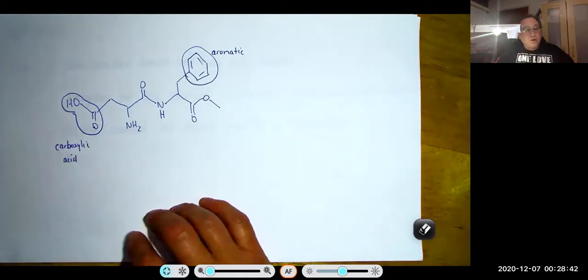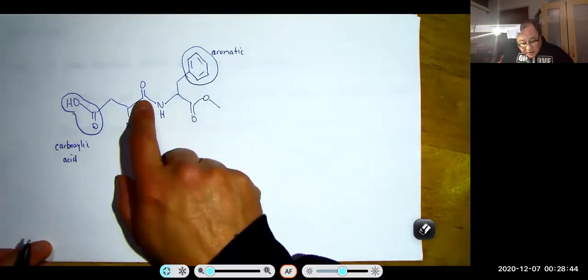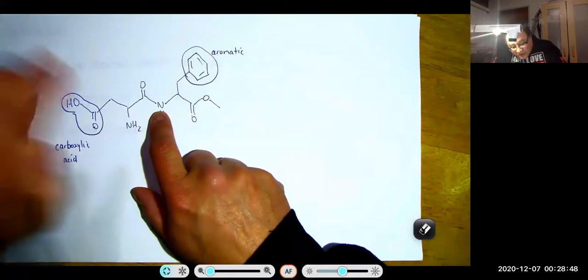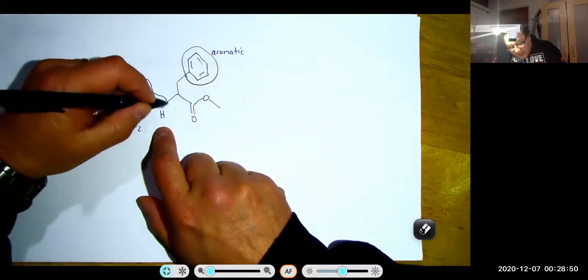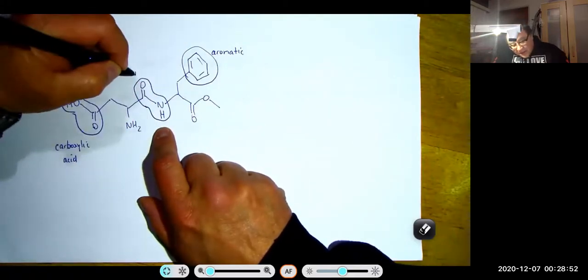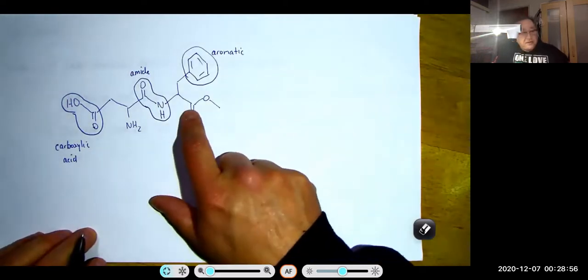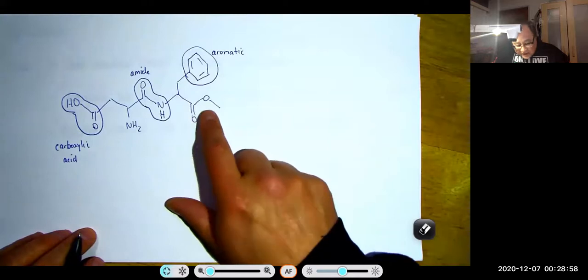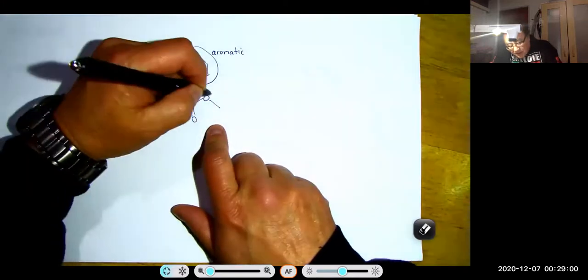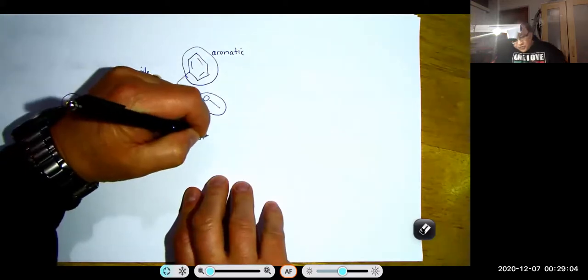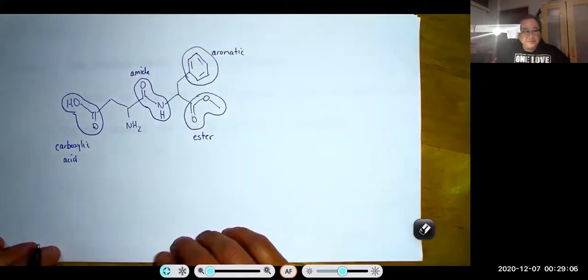Now I'm going to look for more carbonyls. Do you see that's a carbonyl? So I'm going to look to the left and the right. And here I see there's a nitrogen. So I want to collect that. And we're going to call that an amide. And here's yet another carbonyl. And you can see that I've got an OC bonded to that. So this makes that an ester. So I've got 3 carbonyls here.